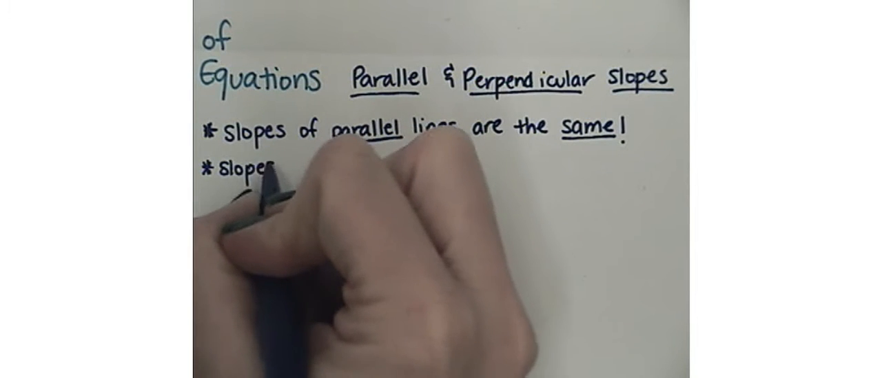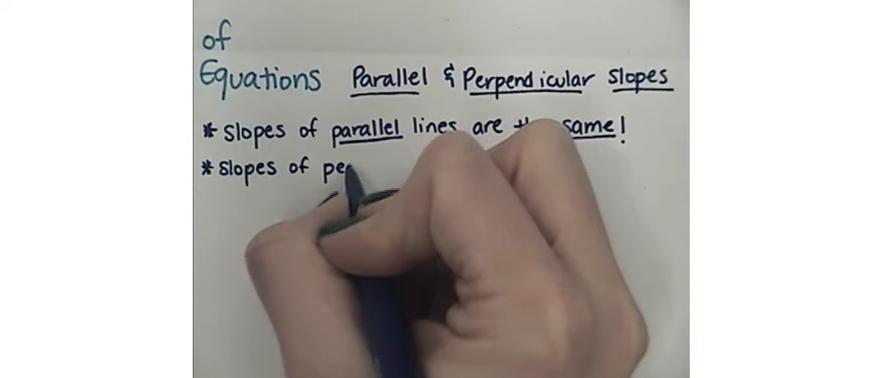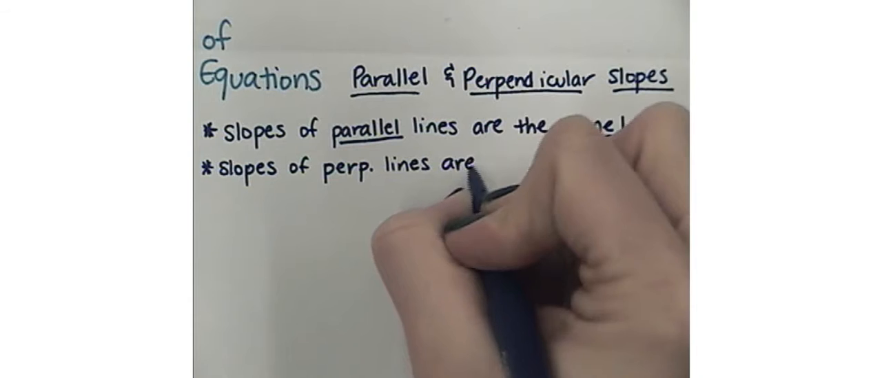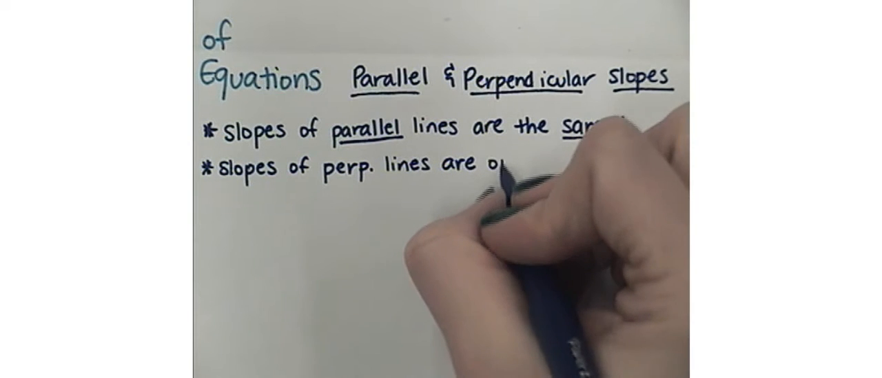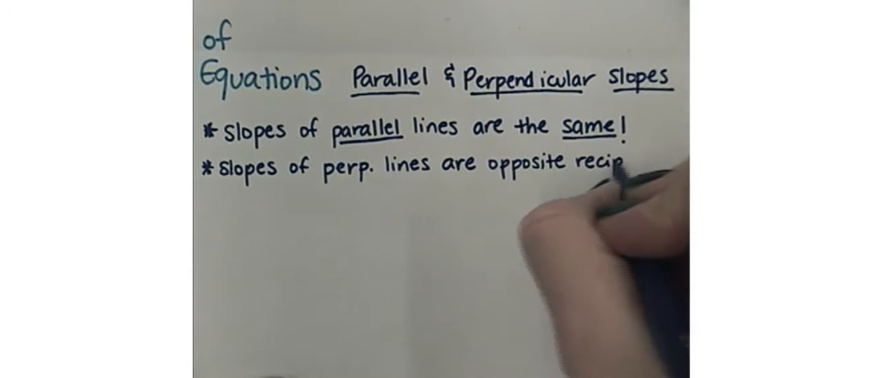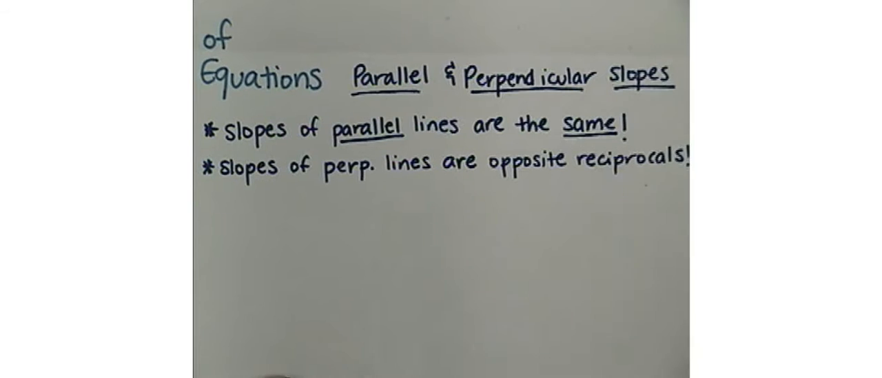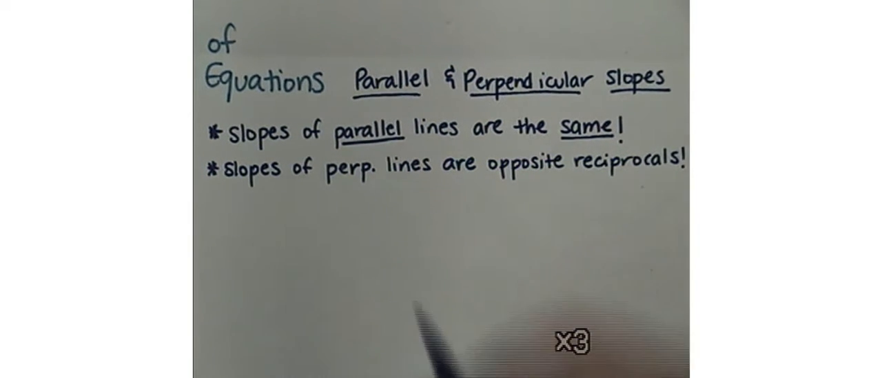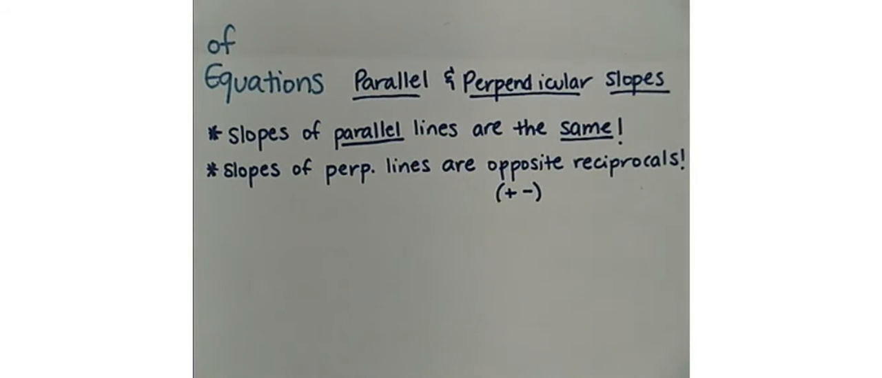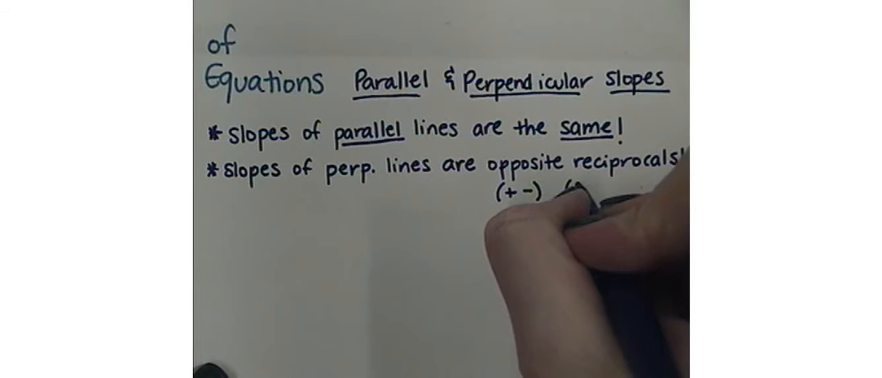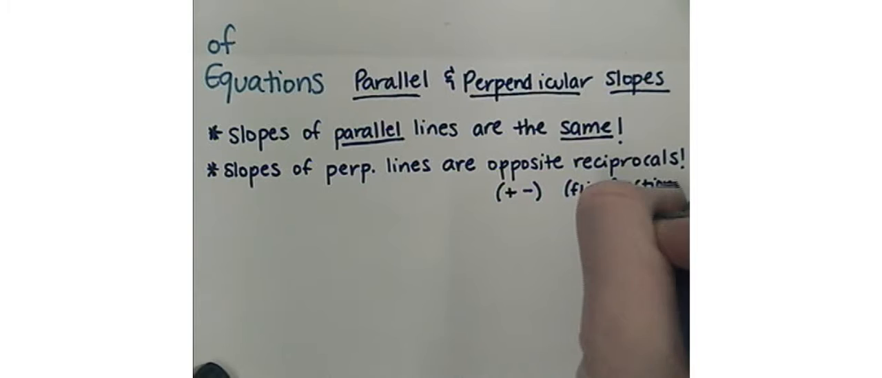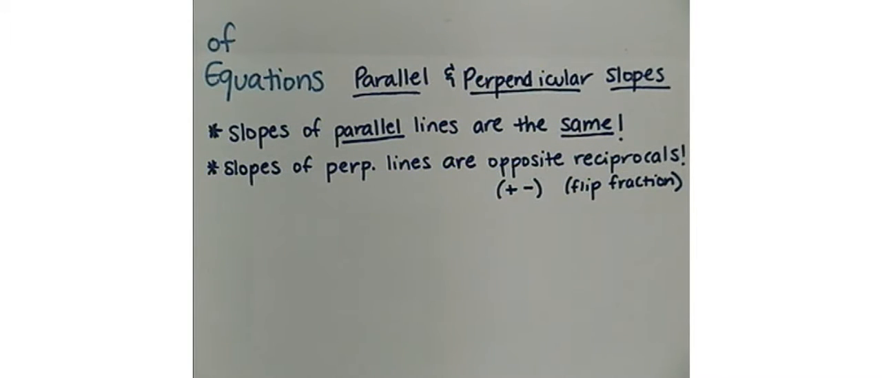Slopes of perpendicular lines are opposite reciprocals. So opposite, remember, one's positive, one's negative. Reciprocals means we need to flip the fraction. The numerator and the denominator switch places.